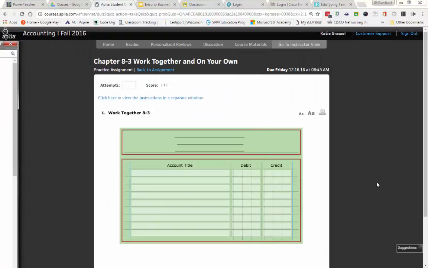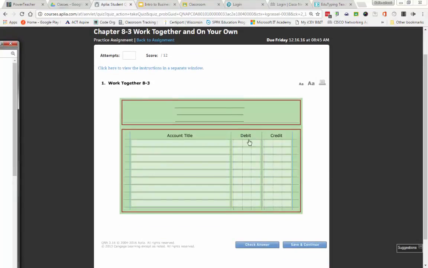So this is your post-closing trial balance sheet. You will notice three lines on the top. It's going to be the name of your business, the name of the document, and the date. And a post-closing trial balance is always prepared on a specific day, not for the fiscal period. So we are not saying this is what our balance was for the whole fiscal period, just on this one day.